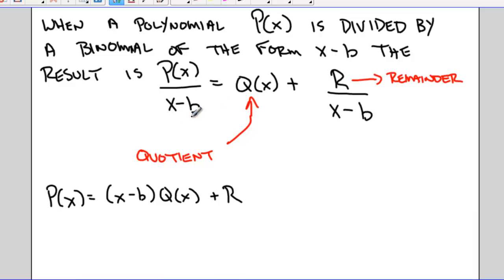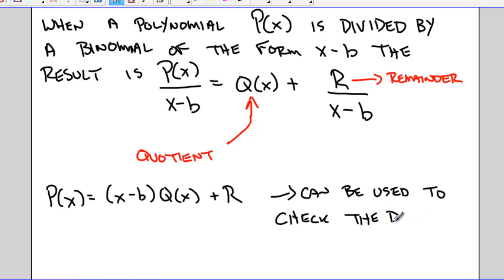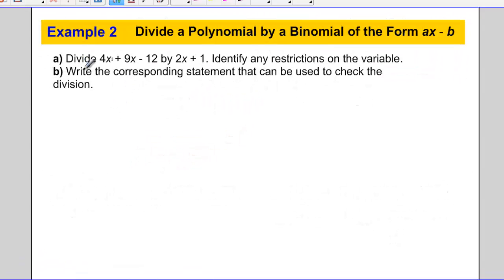So if I cross multiply, bring that x minus b up, I end up with this statement, which can be used to check the division. Let's look at another example.